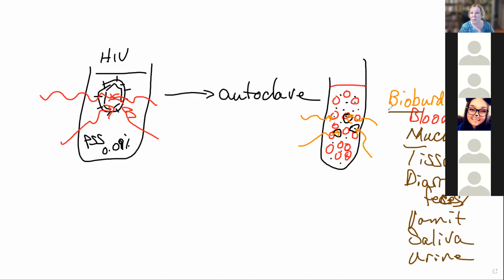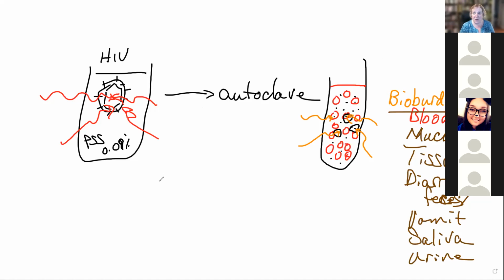So when you have more bioburden, you need to have a longer dwell time. Or if you're doing a physical method of control, you need to do it for longer, because you have to get through that bioburden to kill the pathogen, or reduce the numbers of the pathogen.